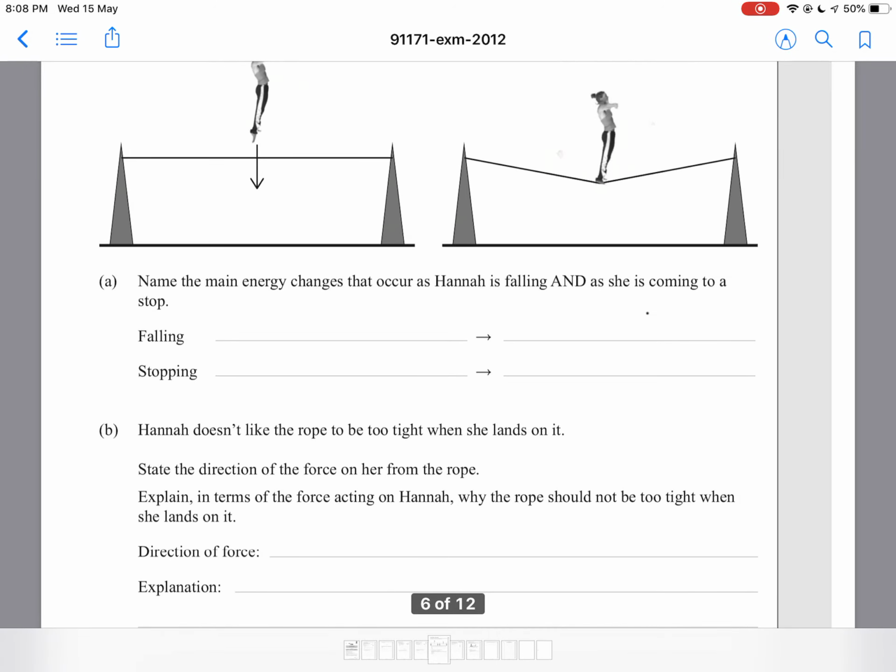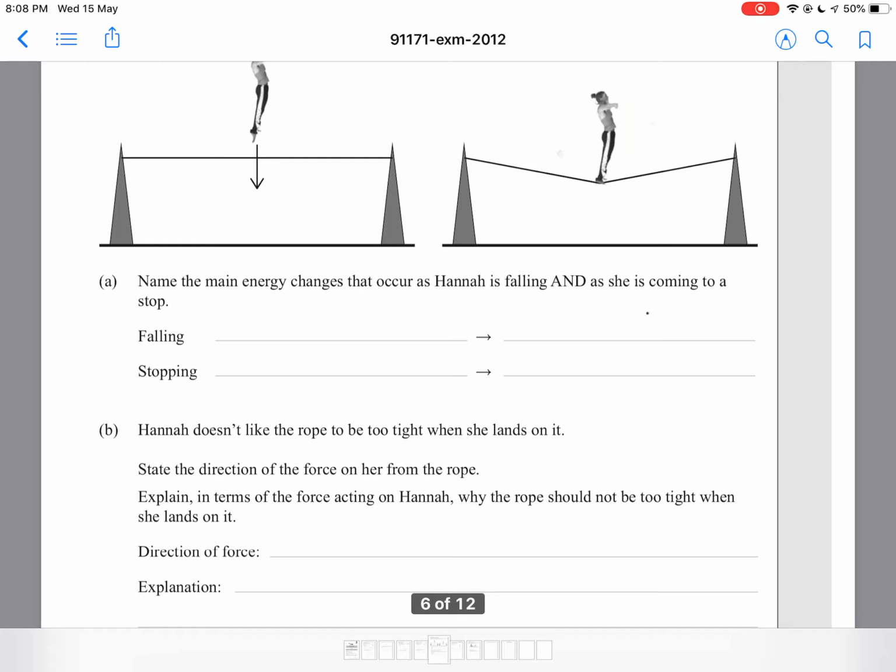So when Hannah is at the top, she has a certain amount of gravitational potential energy. That gravitational potential energy will be converted into kinetic energy as she falls down. It's important to remember that. Some of this energy will be lost to sound and heat energy, but that's not the main energy conversion. The main energy conversion is always from gravitational potential energy to kinetic energy, and that's as she is falling.